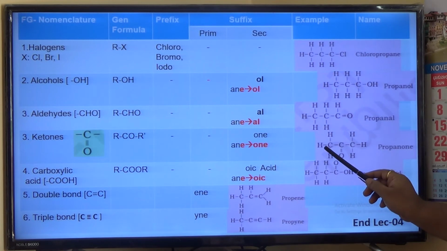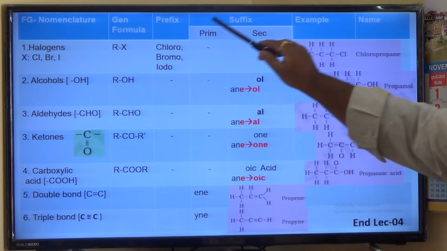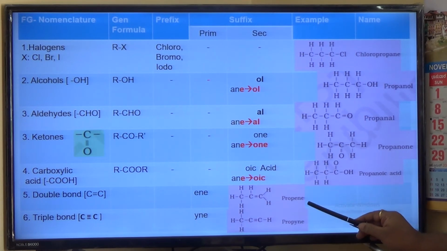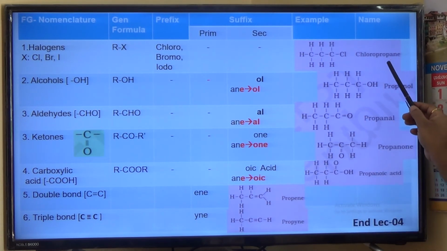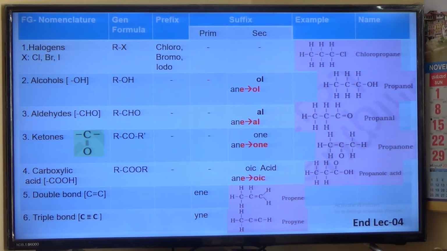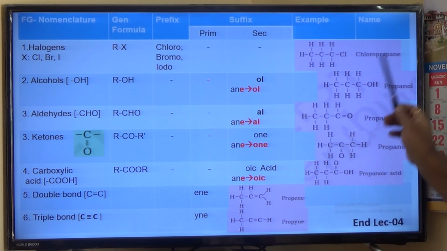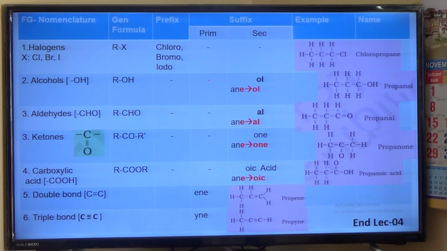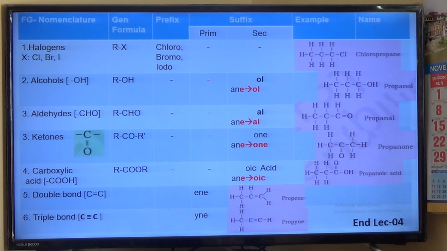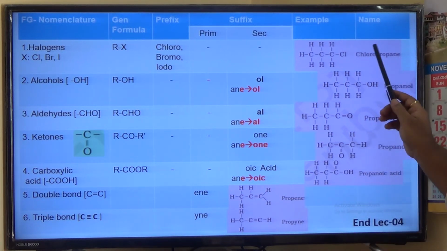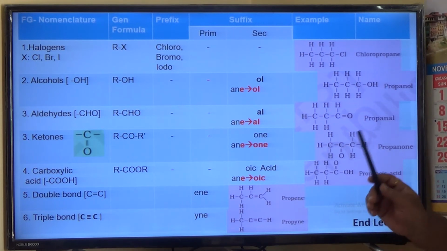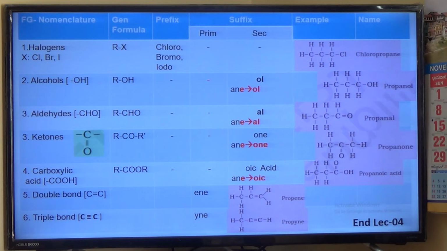To demonstrate this entire chart, the nomenclature of the functional groups, we have taken propane as an example. For all of this, propane is the basic hydrocarbon that we have taken here. What is the formula of propane? C3H8. 3 times 2 is 6, plus 2, 8. C3H8. How do you get the formula of propane?